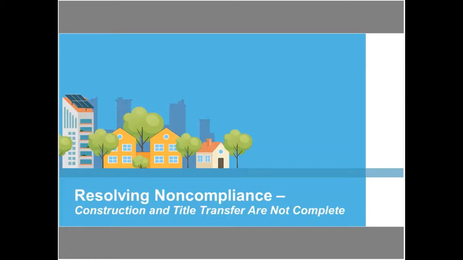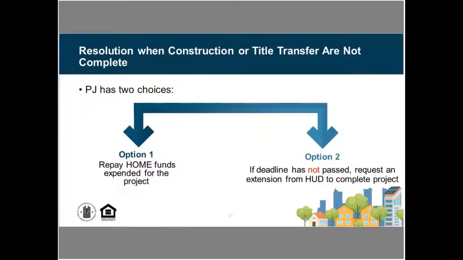All right, so let's talk about resolving non-compliance issues. And in the first scenario, we're going to look at where the construction or the title transfer has not been completed. So the issue here is that that construction completion or title transfer is part of our definition of meeting a completed project. So we've really only got 2 options here. If you've missed the deadline or you're not interested in seeking an extension, then the PJ is going to have to repay those HOME funds. Obviously not a position we want to be in.